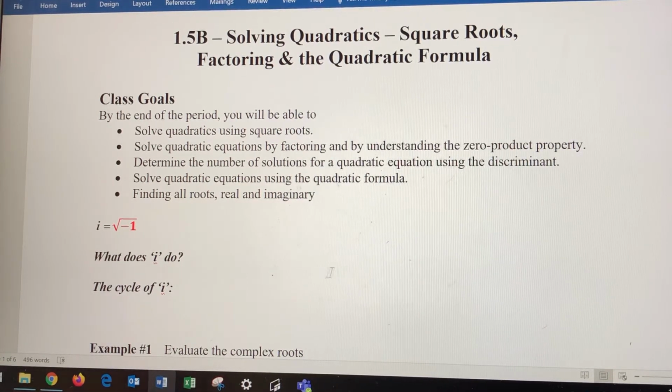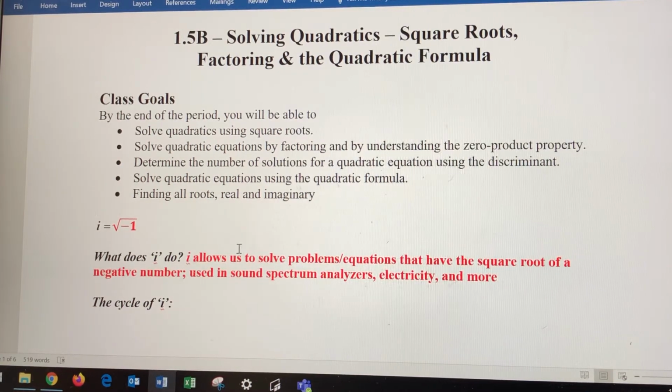So what does i do? Okay, i allows us to solve problems or equations that have the square root of a negative number, okay? These are used in sound spectrum analyzers, electricity, and many other things, okay? So we need this imaginary number to help us solve problems, okay?